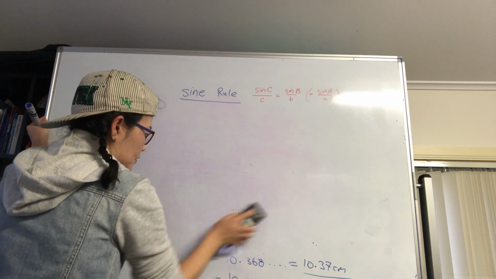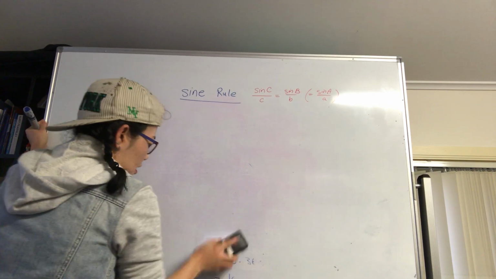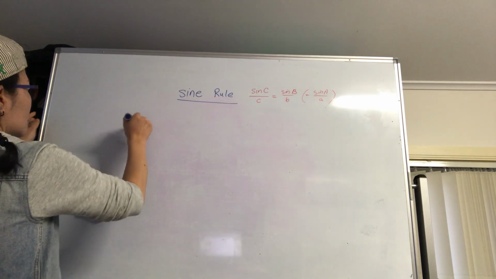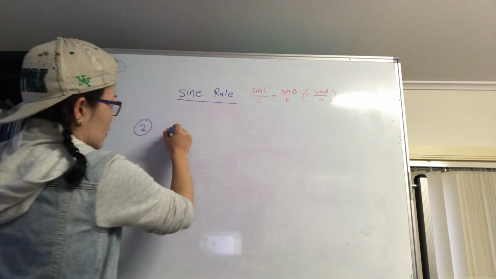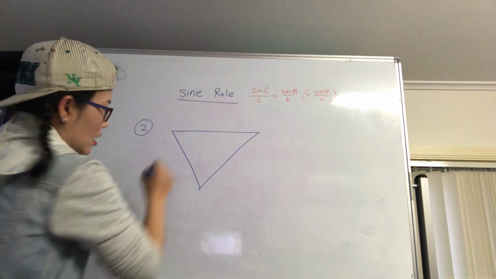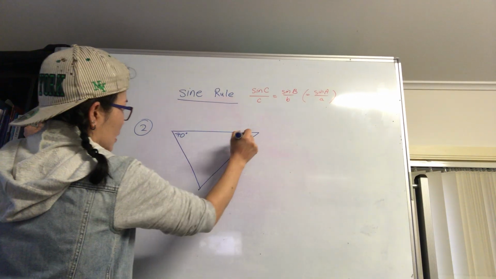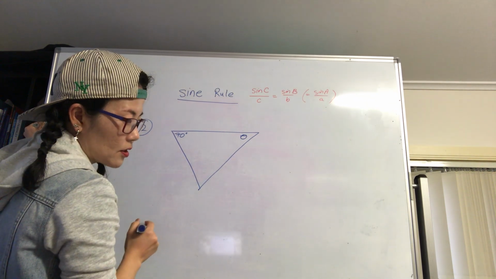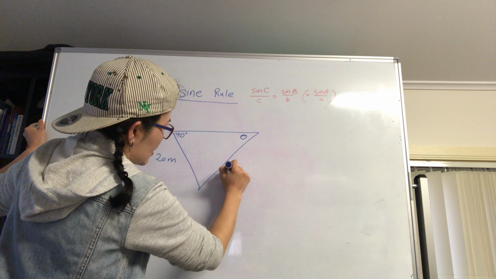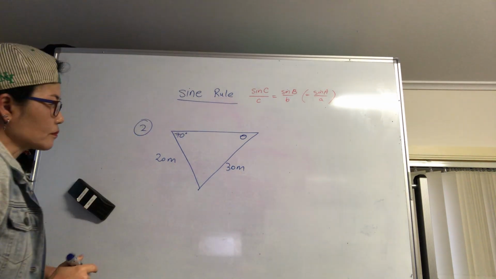How about if I have to find the angles? So I'm going to draw another triangle, non-right angle triangle, to find the angle. So upside down one this time. Make it 70 and make it into theta. We don't know. 20 meters. And I'm going to make it into 30 meters here.